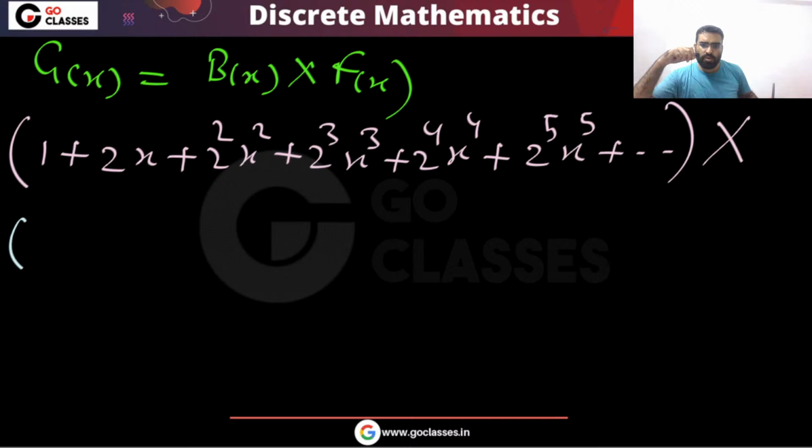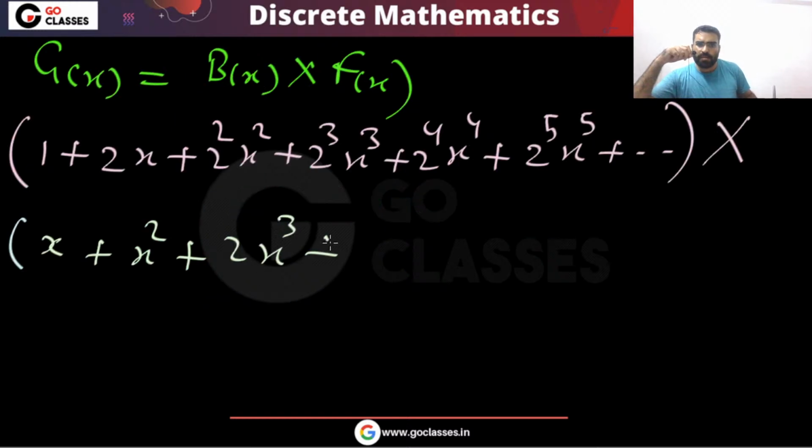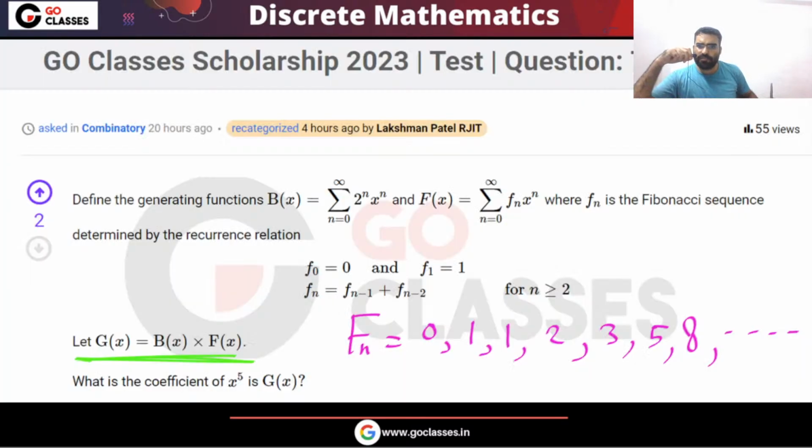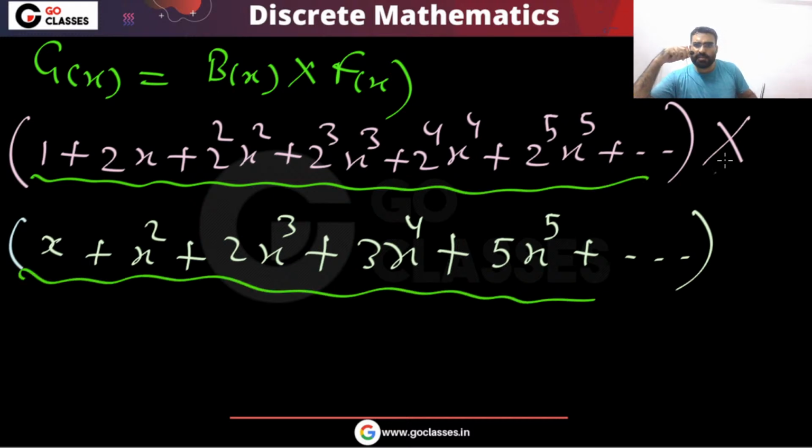And what is fx? You can notice fx is x plus x square plus 2x cube plus 3x power 4 plus 5x power 5, plus, and so on. So gx is this multiplied by this: this multiplied by this, this multiplied by this, this multiplied by this.